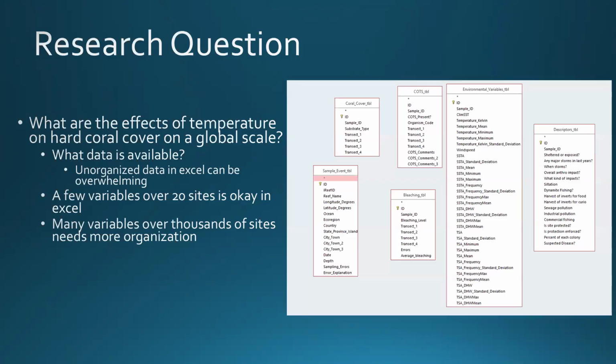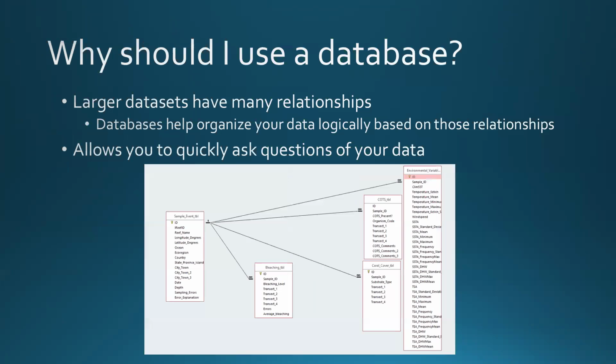The most important thing when looking at data is to understand what your research question is. For example, I might be interested in the effects of temperature on hard coral cover on a global scale. I need to know what data is available to me, and looking at unorganized data in Excel can be very overwhelming. Looking at a few variables over 20 sites might be doable, but once you have many variables over thousands of sites, you will need more organization. This is where a database and Access come in.